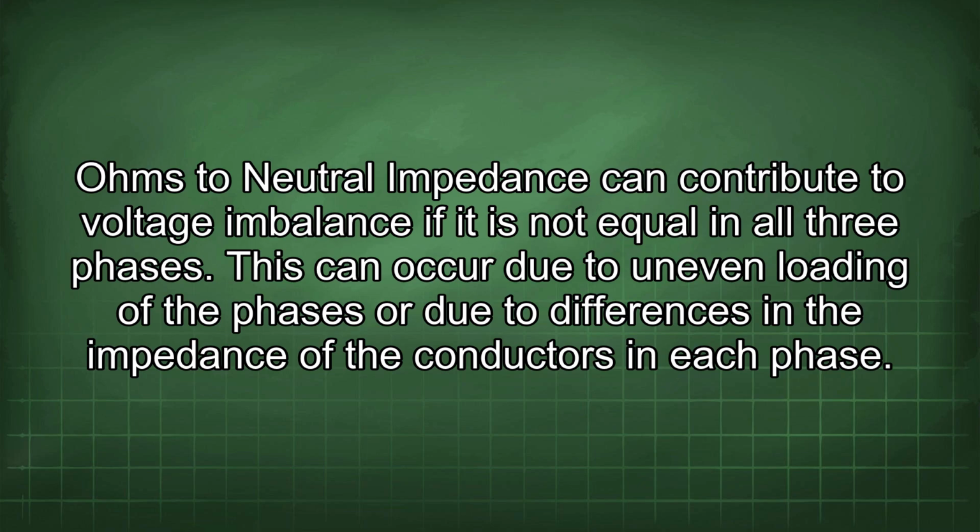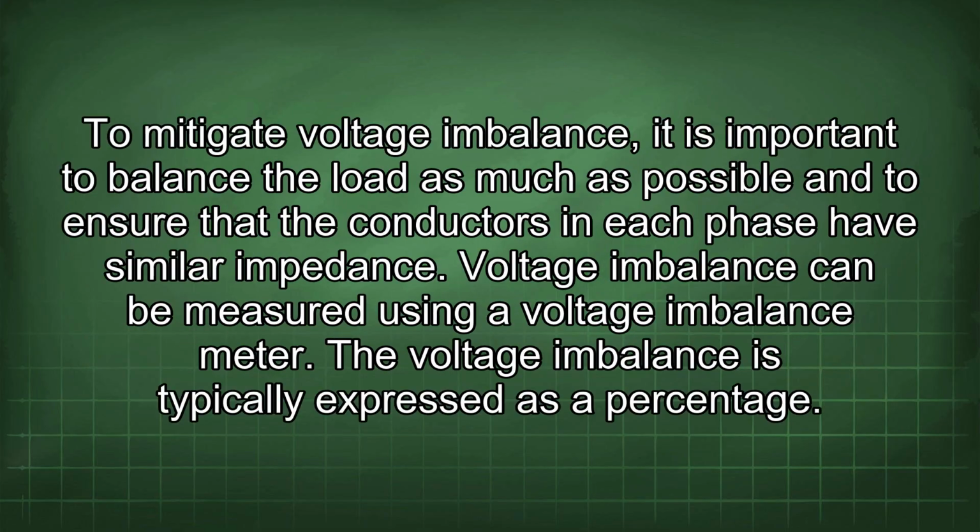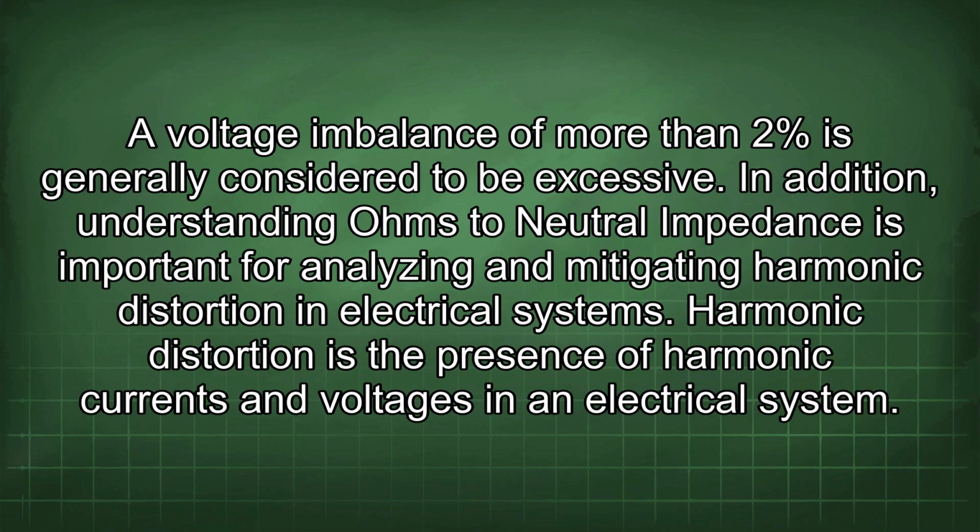Ohms to neutral impedance can contribute to voltage imbalance if it is not equal in all three phases. This can occur due to uneven loading of the phases or due to differences in the impedance of the conductors in each phase. To mitigate voltage imbalance, it is important to balance the load as much as possible and to ensure that the conductors in each phase have similar impedance. Voltage imbalance can be measured using a voltage imbalance meter. The voltage imbalance is typically expressed as a percentage. A voltage imbalance of more than 2% is generally considered to be excessive.